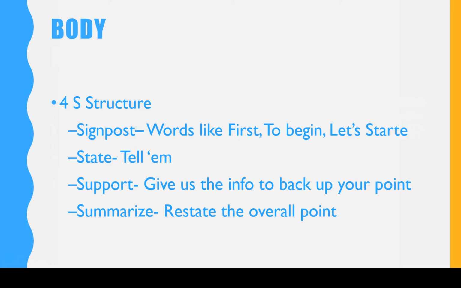So you're going to have 4 S's in each of your main body paragraphs. S number 1, signpost. These are going to be your words like first, to begin, let's start. Your book may call them transitions, okay? Second S, state. This is where you're going to tell them.